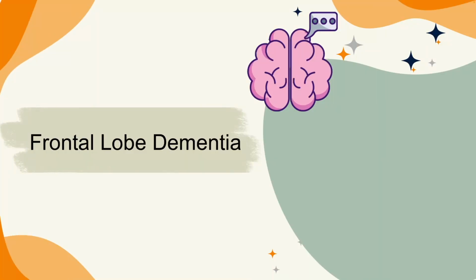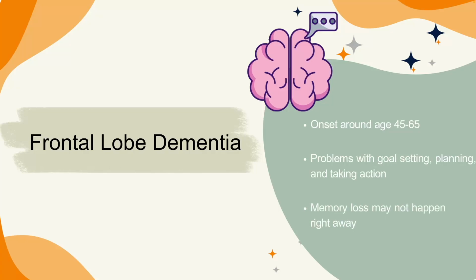Lastly, frontal lobe dementia. This occurs at an earlier age, around 45 to 65. A person with this form of dementia may have problems with goal setting, planning, and taking action, like deciding to make dinner or go to a movie. Memory loss sometimes doesn't happen right away.